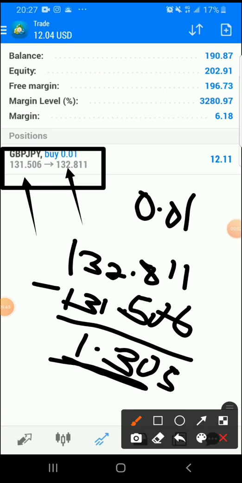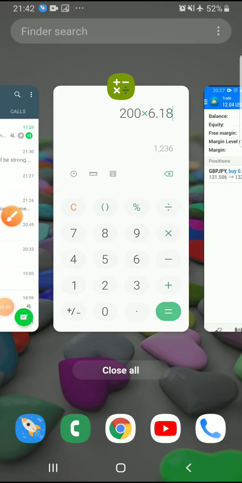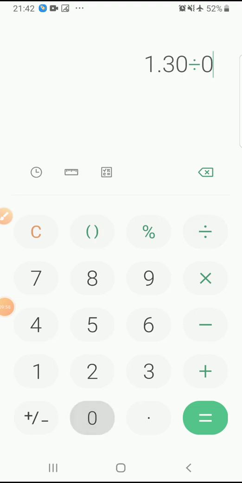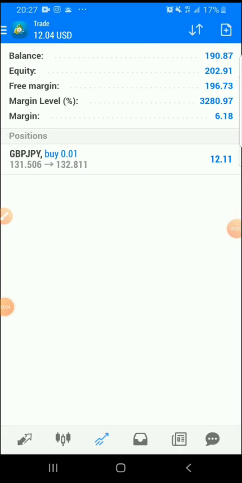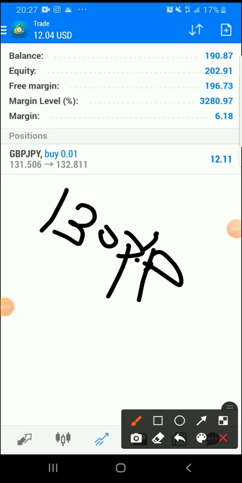How many pips is that? So we divide this by 0.01. 1.30 divided by 0.01. What does it tell me? It tells me that the answer is 130 pips. So that means this pip movement here is 130 pips.